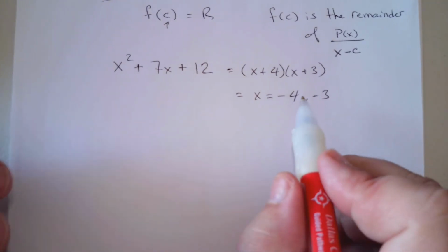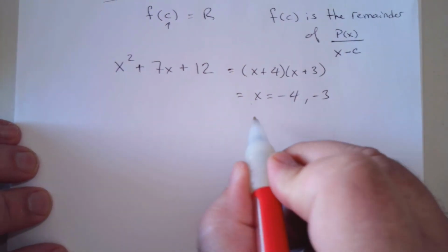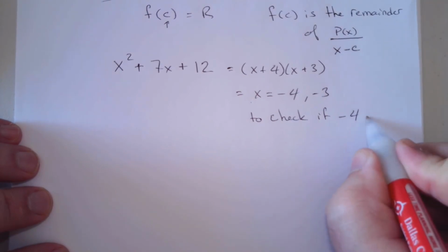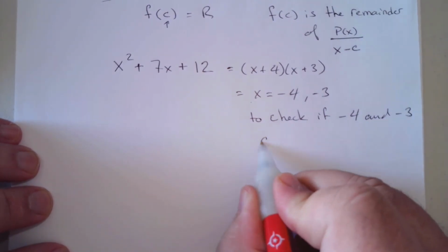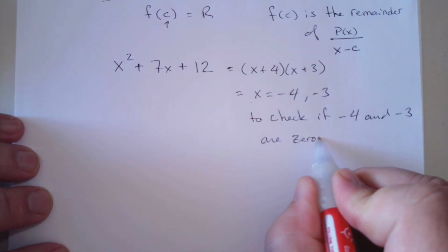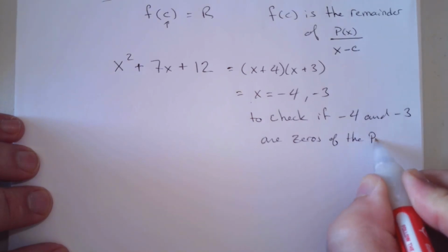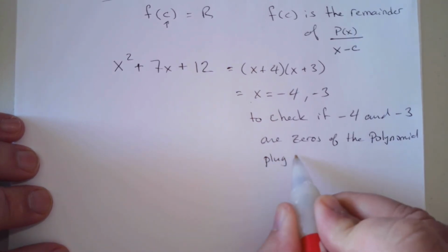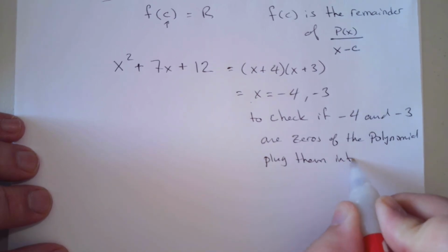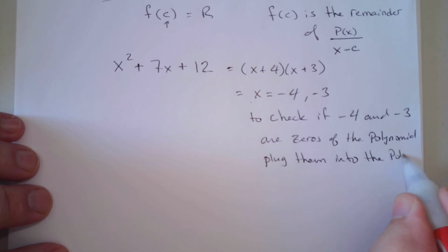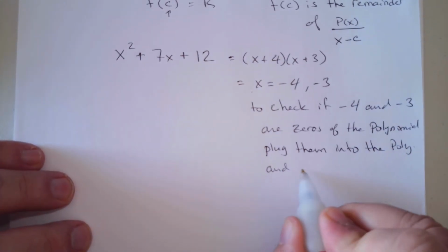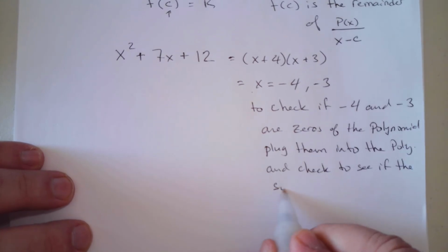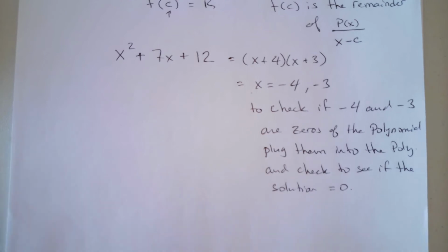Now what does all this stuff have to do together? Let's check. To check if negative 4 and negative 3 are zeros of the polynomial, plug them into the equation, into the polynomial, and check to see if the solution equals 0, which we did. We did that earlier. Those are the zeros.